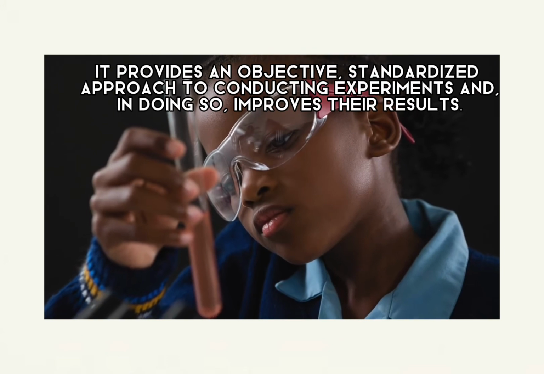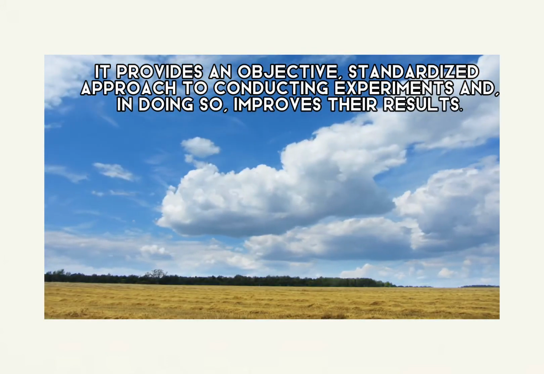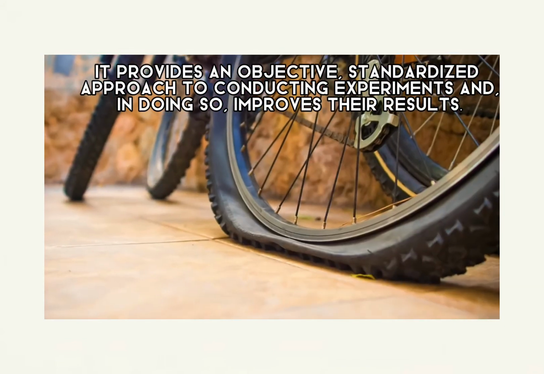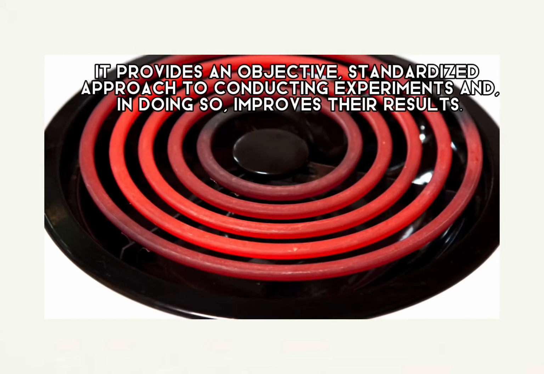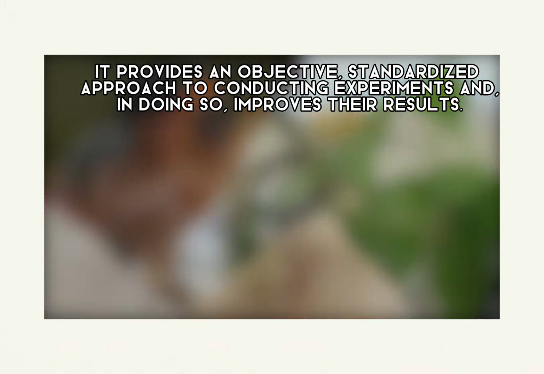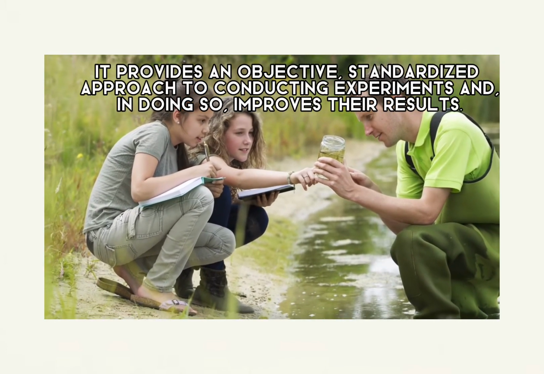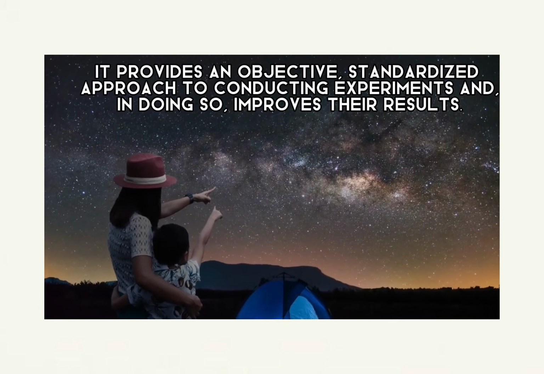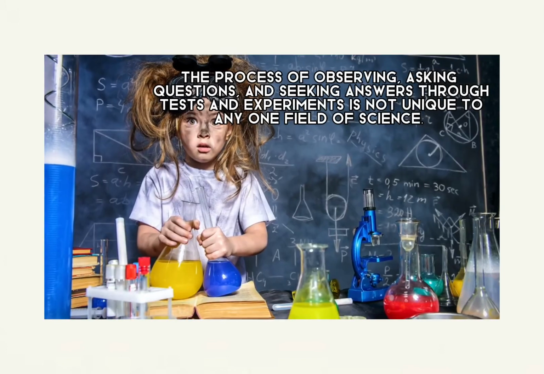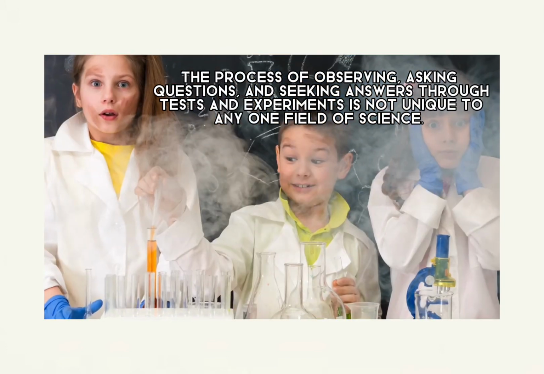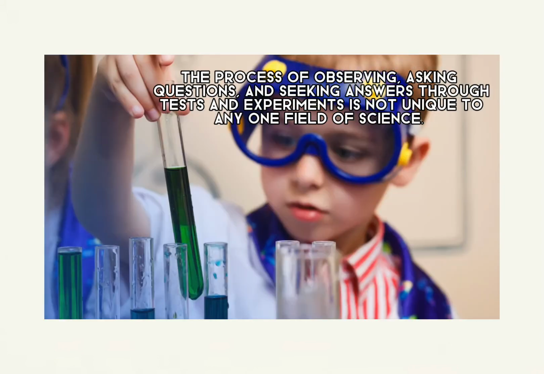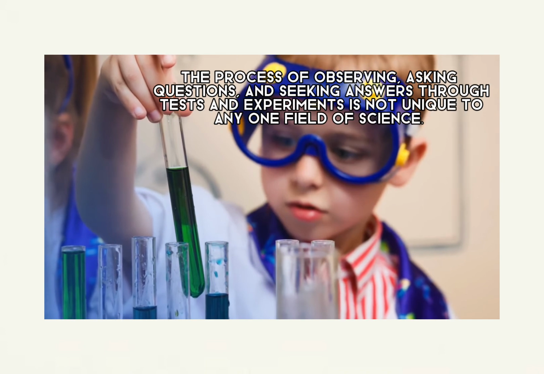Even with such a rigorous methodology in place, some scientists still make mistakes. For example, they can mistake a hypothesis for an explanation of a phenomenon without performing experiments, or they can fail to accurately account for errors, such as measurement errors, or they can ignore data that does not support the hypothesis. The process of observing, asking questions, and seeking answers through tests and experiments is not unique to any field of science. In fact, the scientific method is applied broadly in science across many different fields.